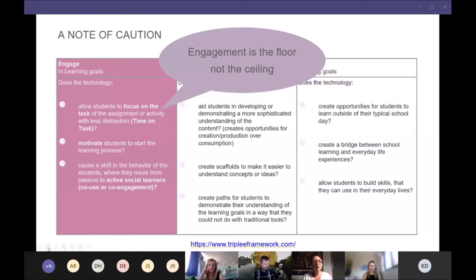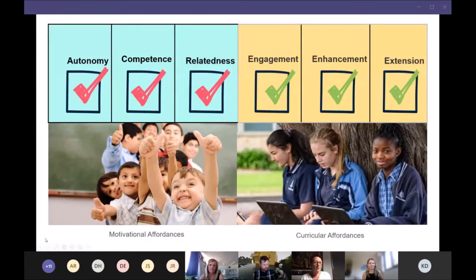And Liz Kolb reminds us, double check yourself. Are your students engaged with the curriculum when they're using that tool, or are they engaged with the tool? Are they enamored of the tool? So we have to be very careful that we're keeping curriculum running the race here, not the tool. So engagement is the floor, but we want to push beyond that. We want to enhance and extend. And we see a lot of that with Minecraft. You'll see that in the stories that are coming up.